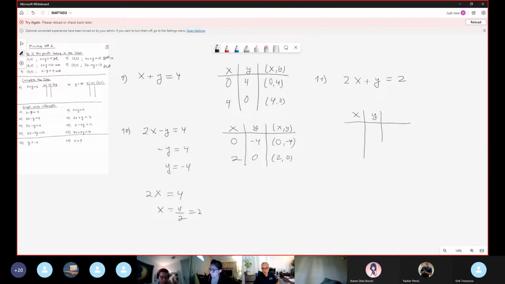Some people do not like the table. Okay, I respect that. Another possibility without a table is, look, no table. You assume x equals 0, plugging in here, y is 2. You assume y equals 0, my equation is 2x equals 2, divide by 2 both sides, x equals 1. And the points are (0, 2) and (1, 0).